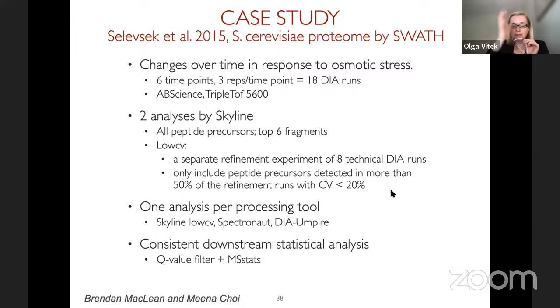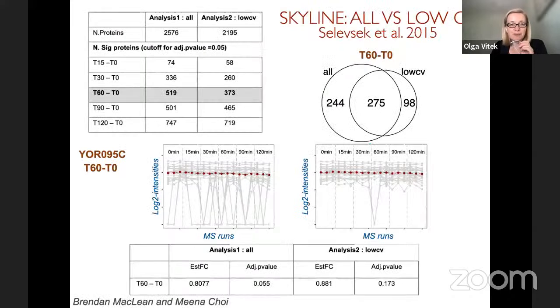additional filtering based on a prior experiment to only keep, quote unquote, good quality data. And so the question is, does it matter? Should we do these refinement runs, or should we otherwise make sure that our data are good quality? After that, we processed with Skyline, regular and low CV. The data were also processed with Spectronaut and back then with DIA Umpire. After that, we used consistent downstream statistical analysis with MSstats, but having this additional Q filter, the quality of the identification cutoff.